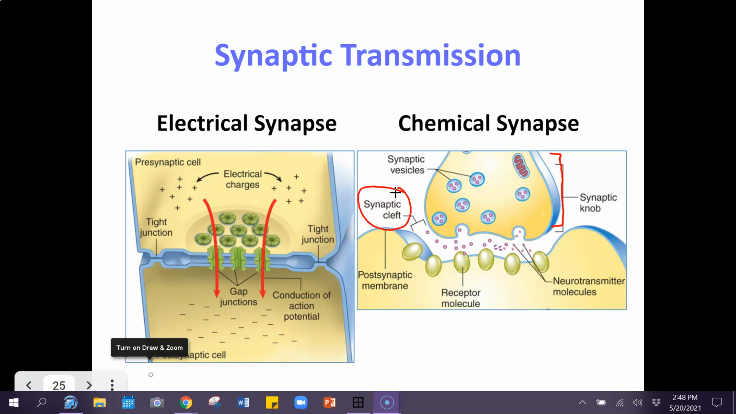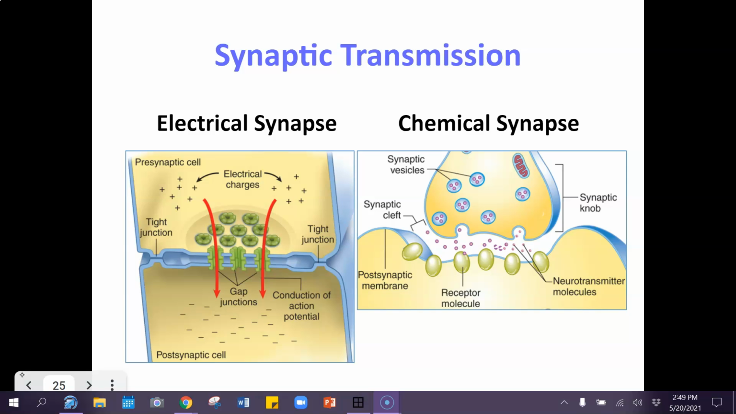You'll also notice that our presynaptic neuron, the one on the top of the picture, has a lot of synaptic vesicles, or bubbles, that contain neurotransmitter. And our postsynaptic cell, or the postsynaptic membrane, is dotted with receptor molecules that are specific for the neurotransmitter that's housed in our presynaptic cell.